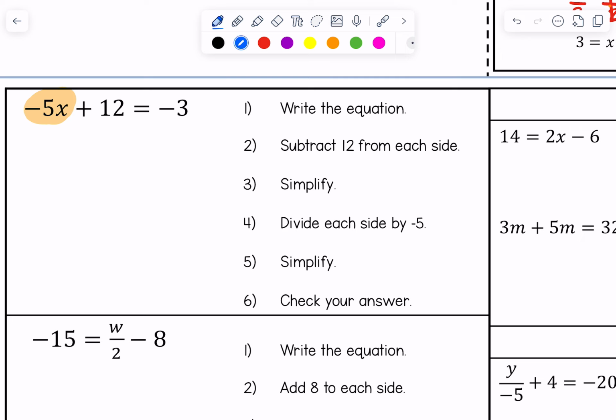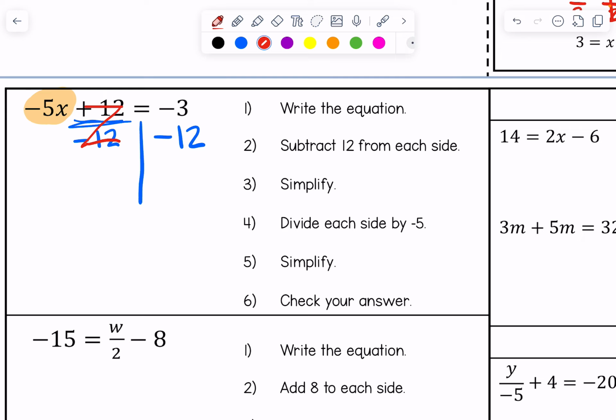So because the x is most closely tied with -5, that means I can't touch that until I get rid of or undo this plus 12. So how do I undo adding 12? I need to subtract 12. Golden rule of equations is whatever you do to one side, you do to the other. So when I subtract 12 on the left over here, those 12s will zero out. That positive 12 and the negative 12 zero out.